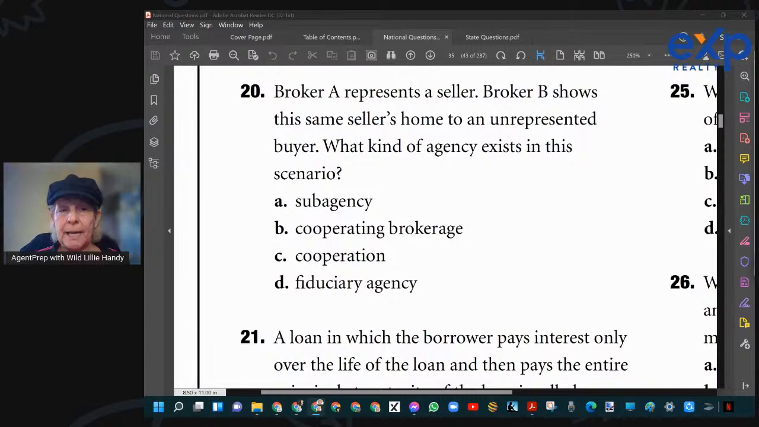So for states that have dual agency, you could represent both sides. However, in this one, the buyer is not represented. So what kind of relationship would that be?